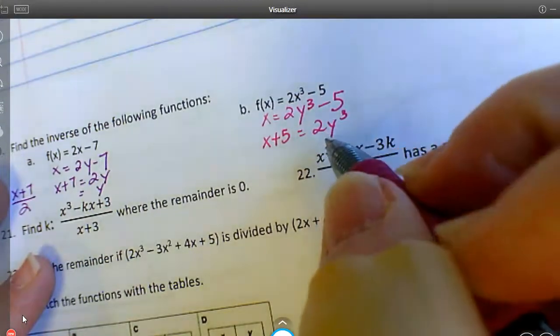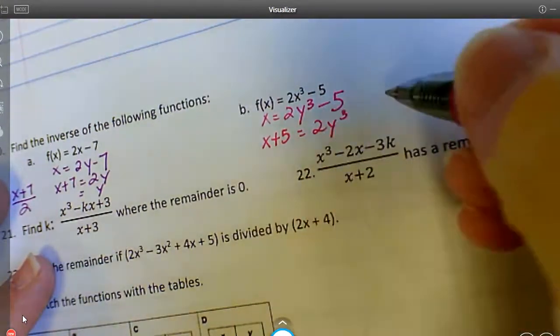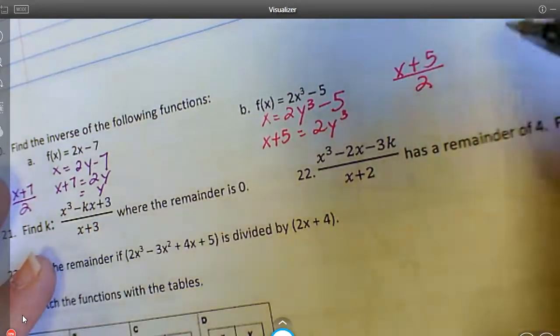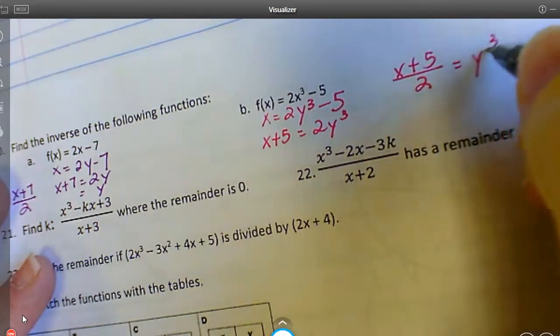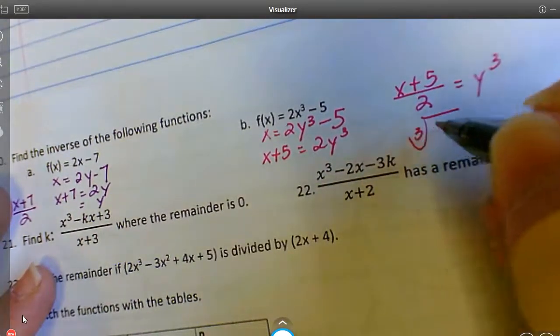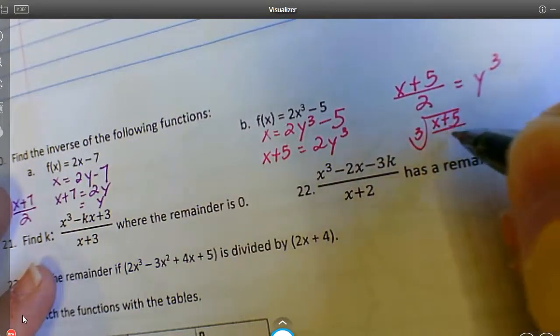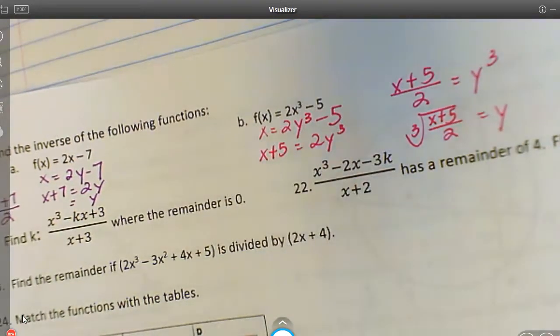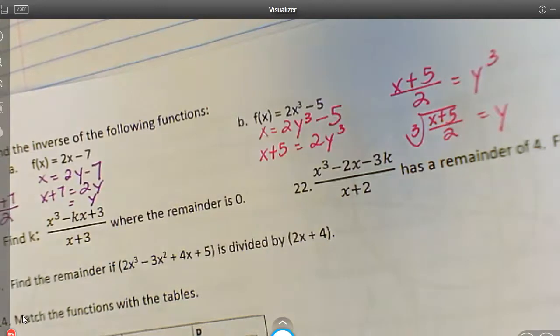Divide by 2. Again, don't forget that you're dividing everything by 2. You could divide it separately or all at once. And then to get rid of the cube, you take the cube root. And the cube root is over it all because you did it last.